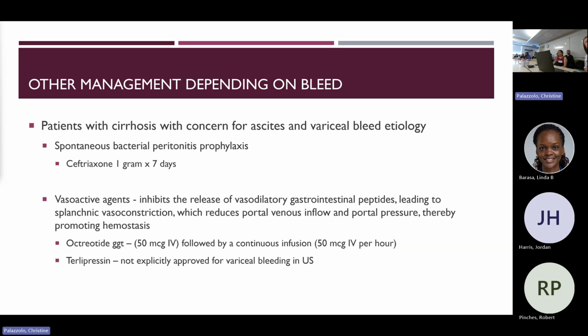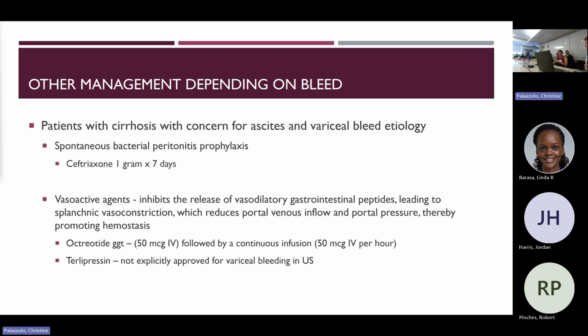So you want to basically cause splanchnic vasoconstriction. You want to vasoconstrict the blood vessels leading to the abdominal organs to reduce portal hypertension, right? Because that will reduce the pressure in the varices and hopefully decrease the amount of bleeding.